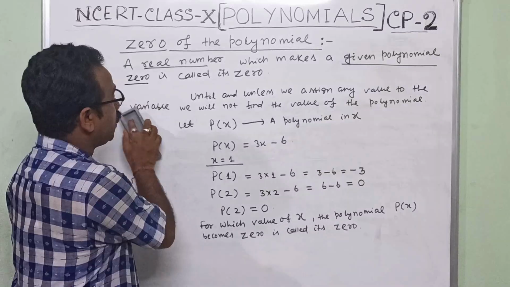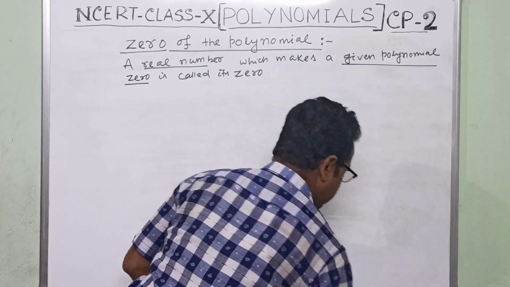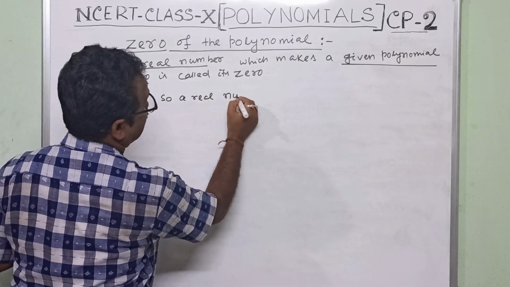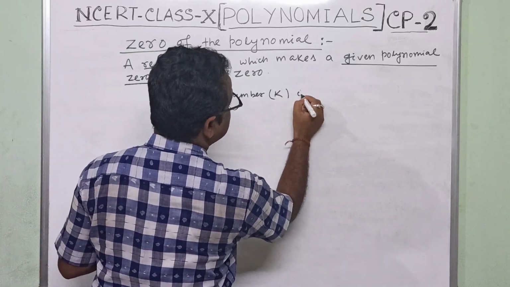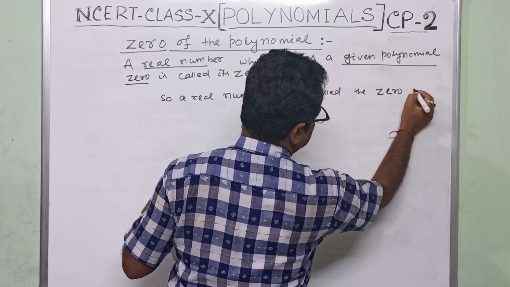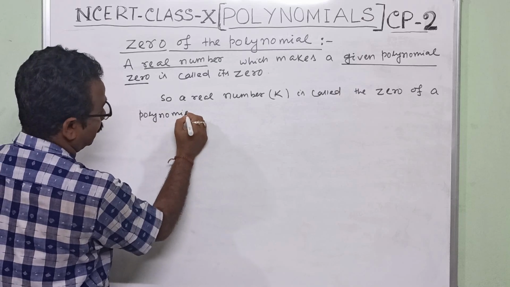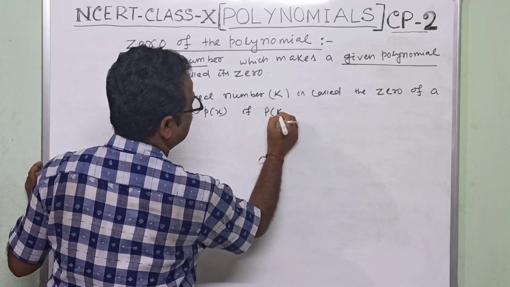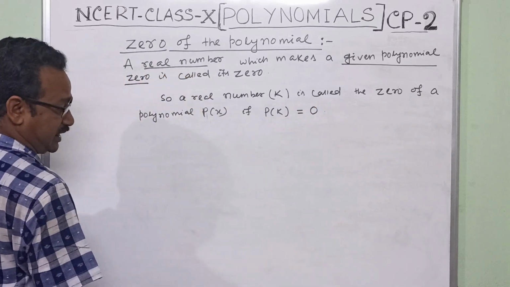Now we'll discuss more about it. So a real number, let's say k, is called the zero of a polynomial p(x) if p(k) = 0, where p is capital P.